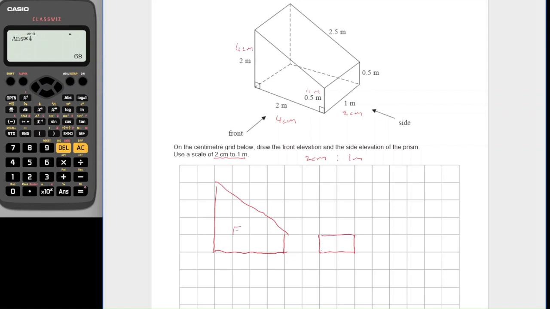We've got front and we've got side. And we see this top edge as well. That top edge would be this edge here. So that's going to be my completed diagram.